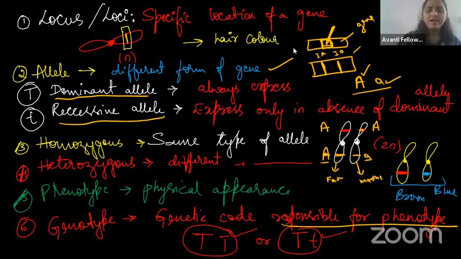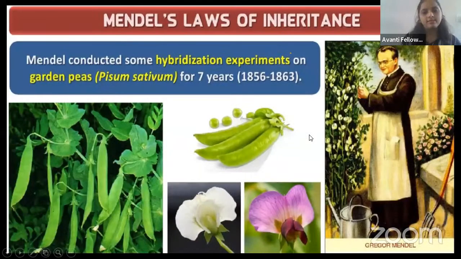Okay. So we have studied that the phenotypic character is observable, right? Then the genotypic character is present in the gene, right? Okay. So let us go to the next. Gregor Mendel conducted an experiment.